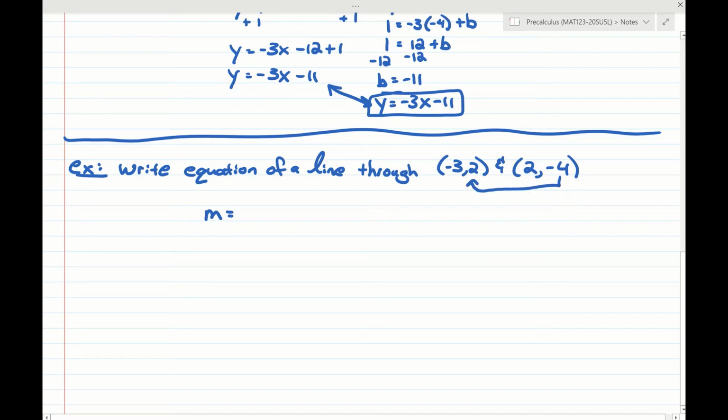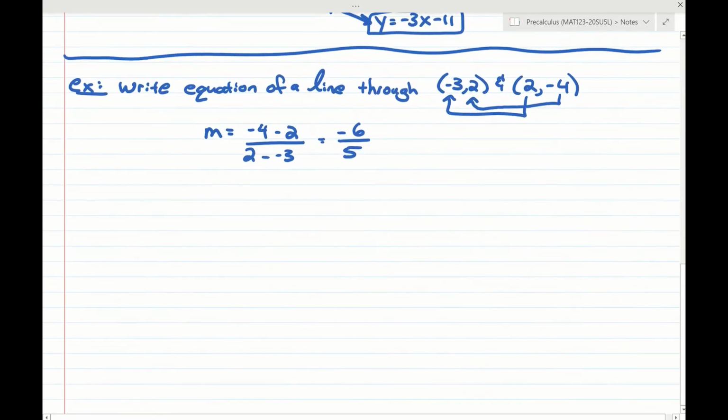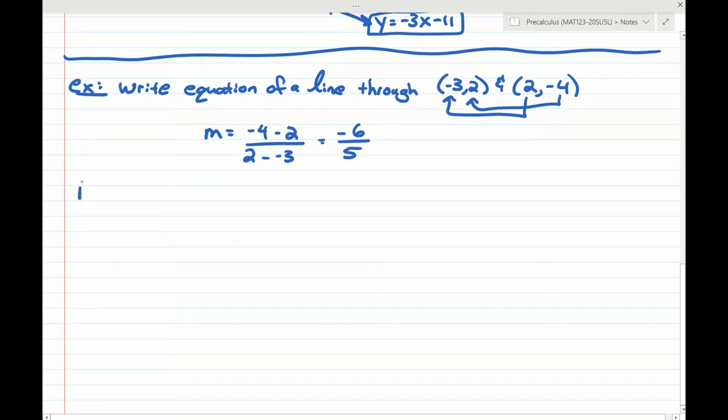Going to subtract the y's in this order. I'm going to put that over the x's, subtracted in the same order. And I get my slope is -6 over 5. All right, and let's go through what we did before. As far as our point-slope form, we are going to say y minus y1 is equal to m times x minus x1.